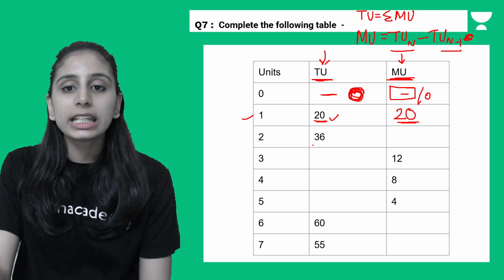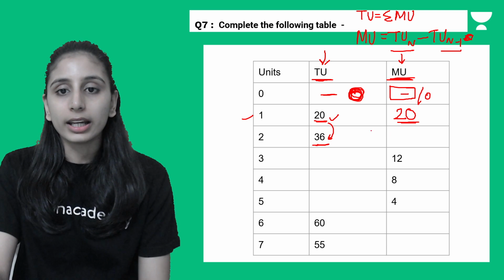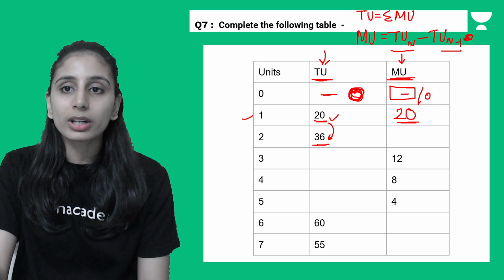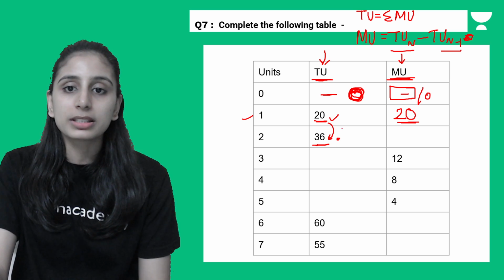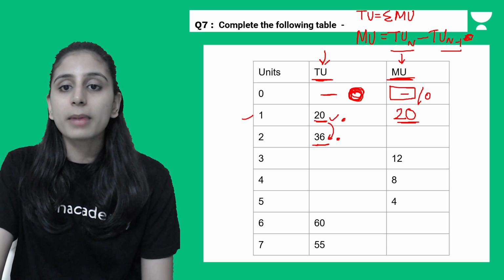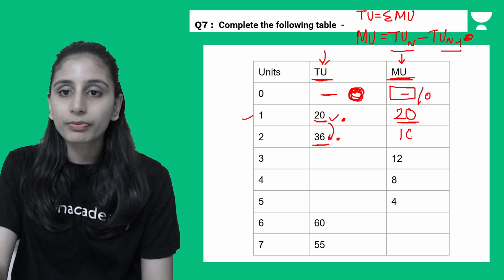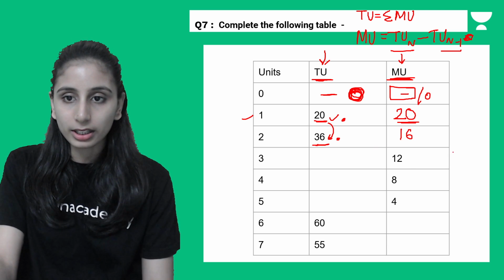Now my TU increases to 36. Now we have to find MU, so simply we will apply the formula TU at n minus TU at n minus 1, which is nothing but, looking at the table, from this value we have to subtract this value. So 36 minus 20 is 16. So my MU comes out as 16. We have filled the table till now.